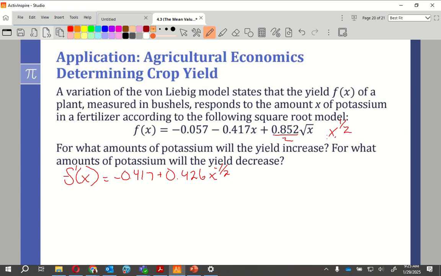Now I'm going to rewrite it. F prime of x is equal to negative 0.417 plus 0.426 over x to the 1/2. And to be able to combine these, I have to have common denominator, right? So common denominator right here. So what do I need to do to actually make this have a common denominator?